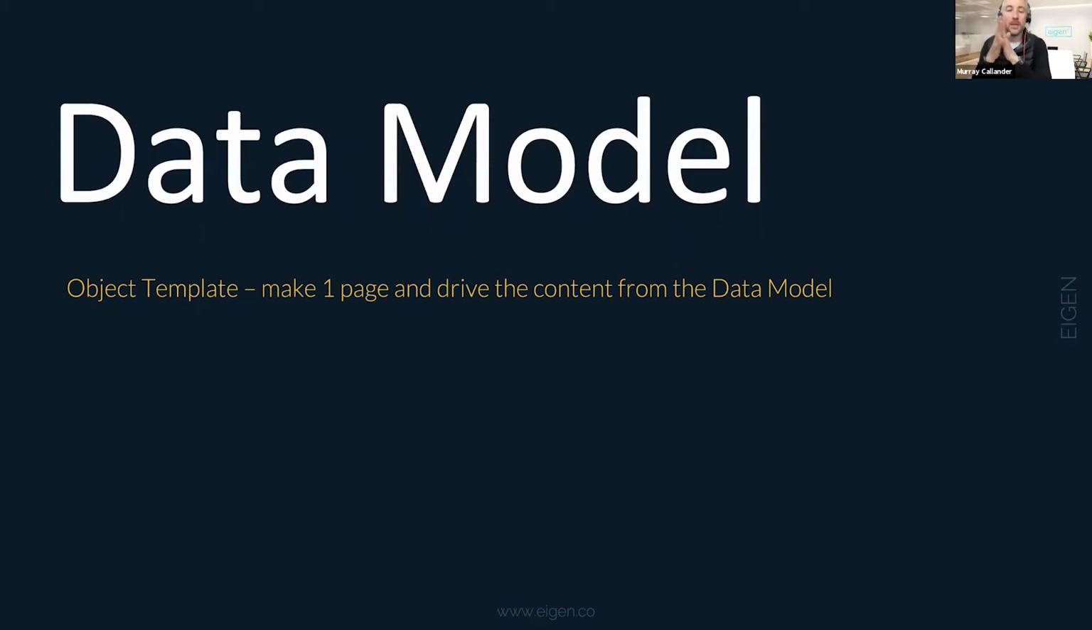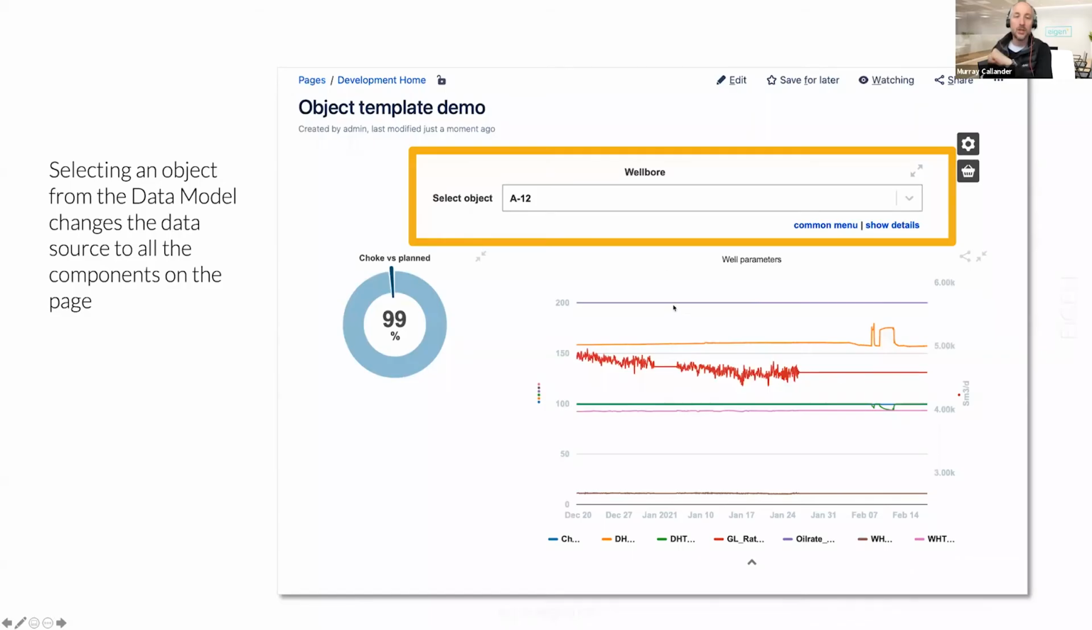Okay, some updates for the UI that are driven by the data model. So we have a new object template component that allows you to drive the content of the page based on the properties of an object in the data model. What we're going to show you now is a little demo of making a page using the object template. We're going to add a KPI and we're going to add a trend, and then they're going to be populated by the properties on a well object from the data model.